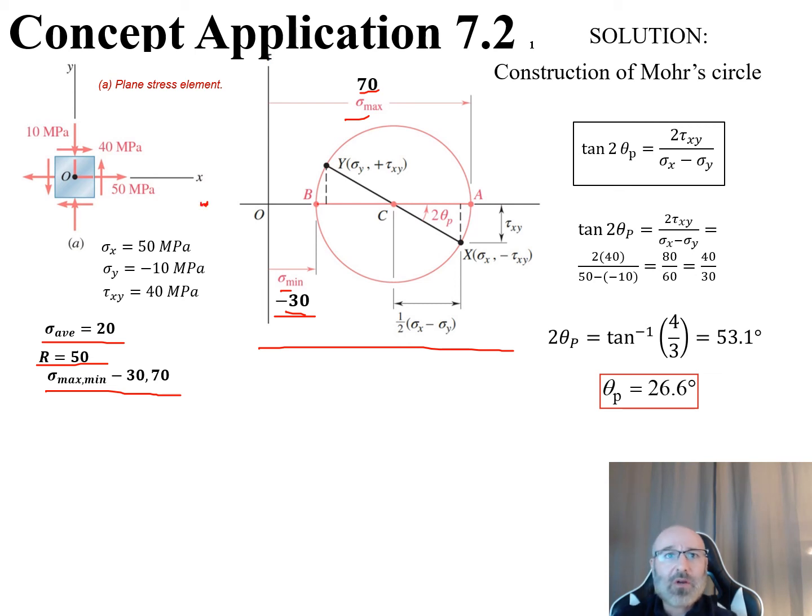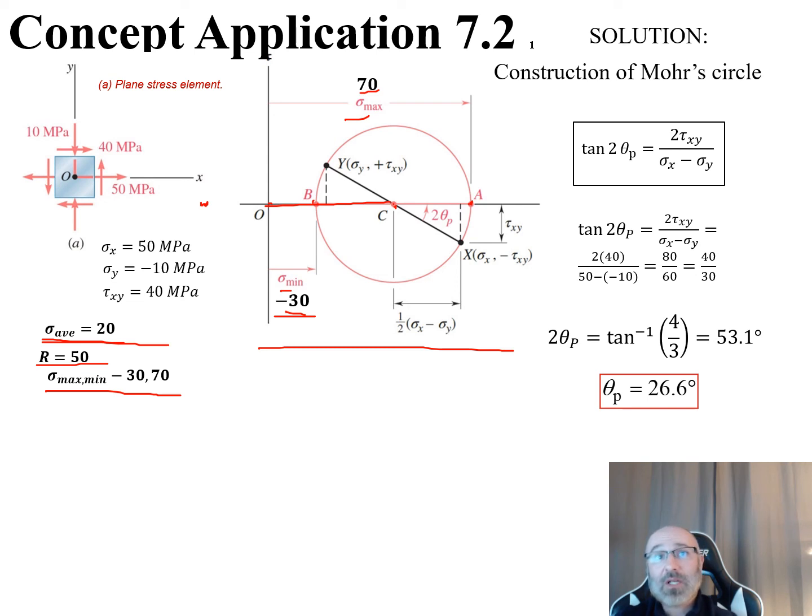And the other thing that we know here is our distance from our origin right here to point C would be our sigma average right there, which would be a distance of 20 from there to there. So now we have positions for our A right out here, which is 70, our B, which is negative 30, and our C, which is 20 right there. So we have all of those values there.